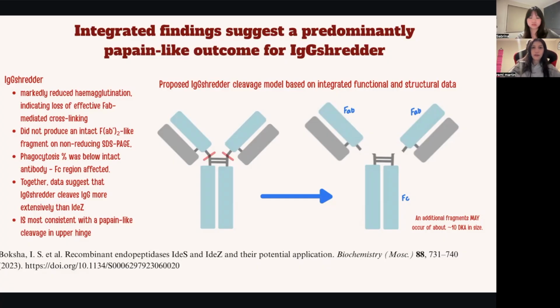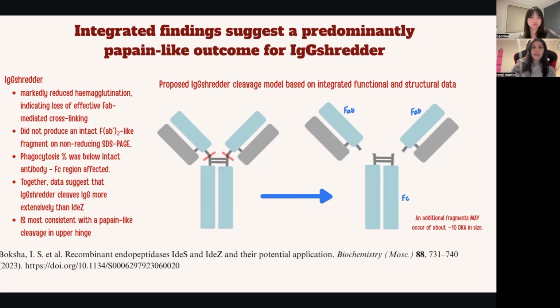Therefore, IgG-shredder's low hemagglutination supports cleavage in an upper hinge region, resulting in separated Fab, like papain. This is supported by the non-reducing SDS-PAGE. Papain-like cleavage is expected to produce fragments of approximately 50 kilodalton, which is consistent with the single major band observed for IgG-shredder. In contrast, IDES digestion produces two bands, an F(ab')2 fragment at 100 and an Fc at 50 kilodalton. This further supports separated Fab of IgG-shredder cleavage, as no higher band was observed.